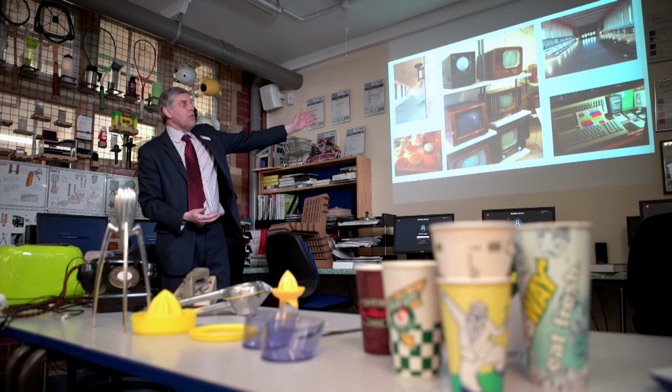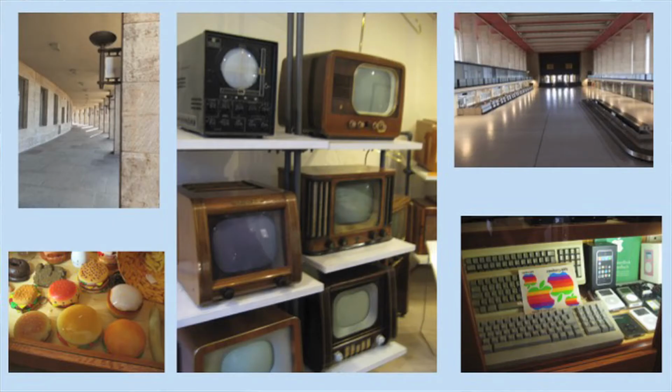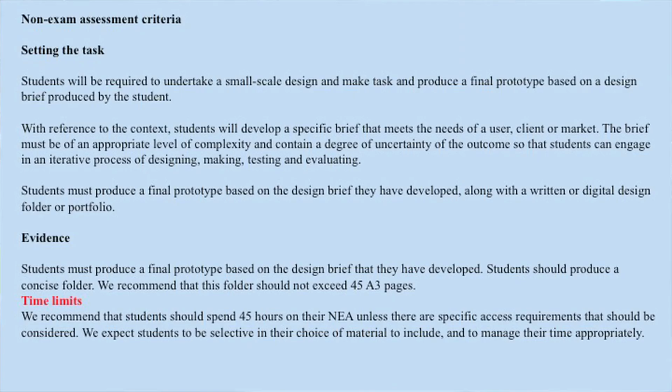Other things, when we go to Berlin, we go to various museums, design movements, look at different things. Controlled assessment, we just talked about, 45 pages of A3. If we go over there, we're going to talk about Arkwright.